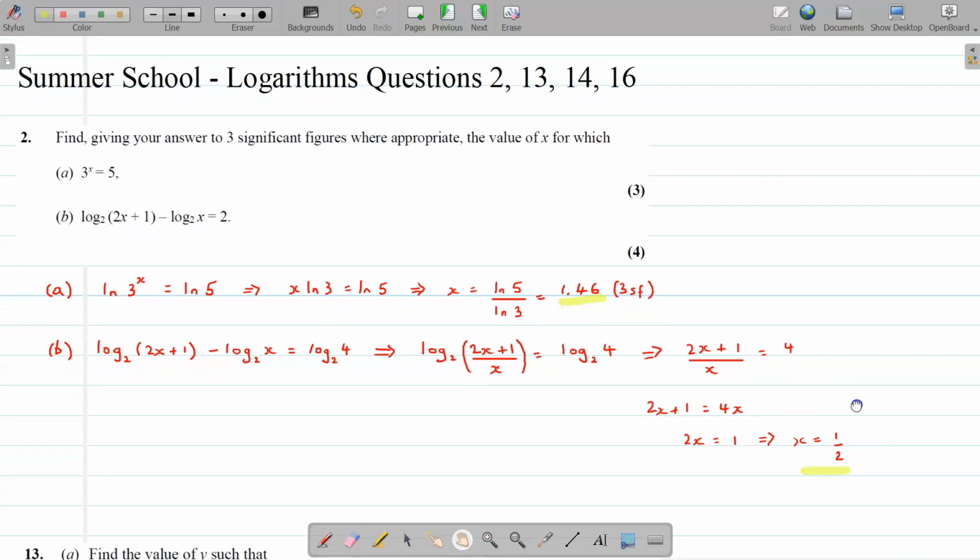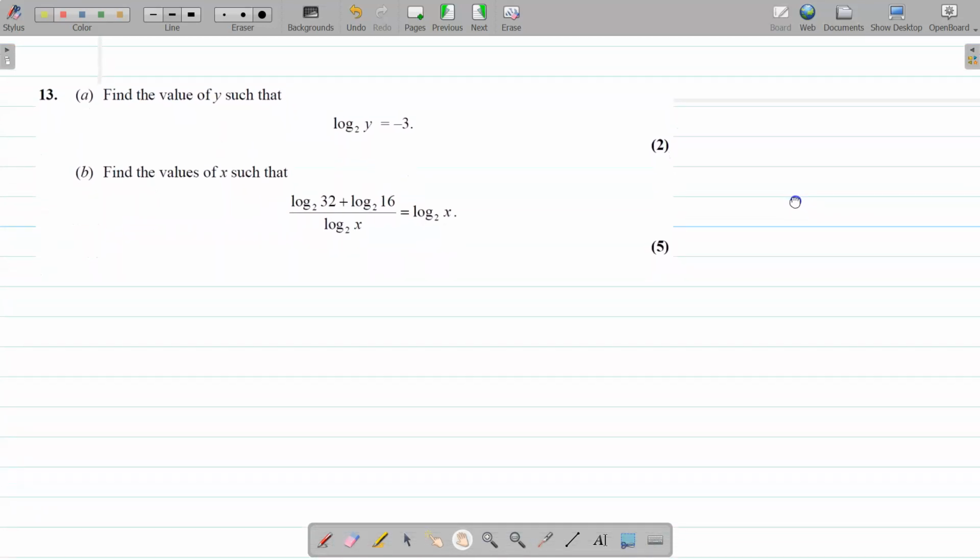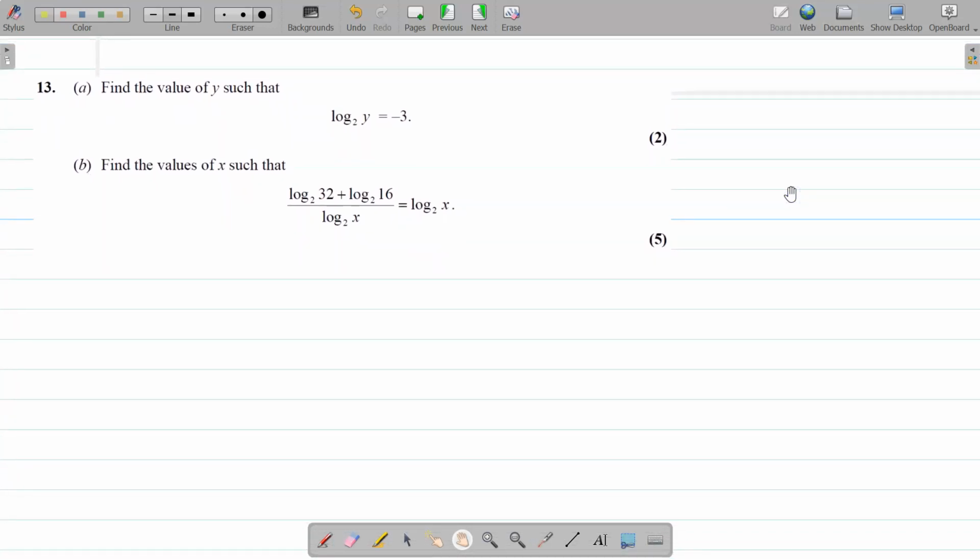The second question on logs was 13, and I've reproduced it here. We will go through that in the same sort of way, step by step. The first thing to do here is you should recognize these powers of 2. 32 is 2 to the 5 and 16 is 2 to the 4. Before I do this, I've got to do part A, haven't I? Let me do part A first, because that probably leads into part B.